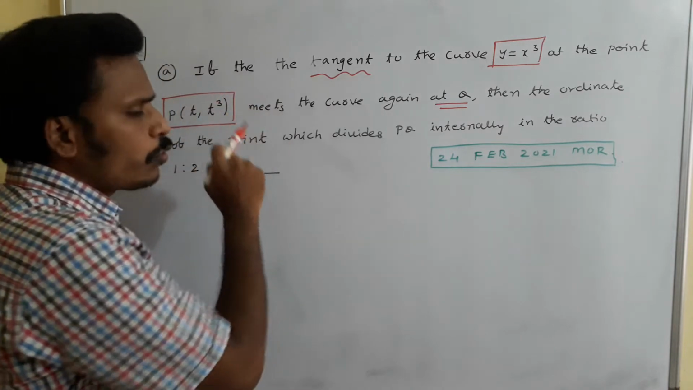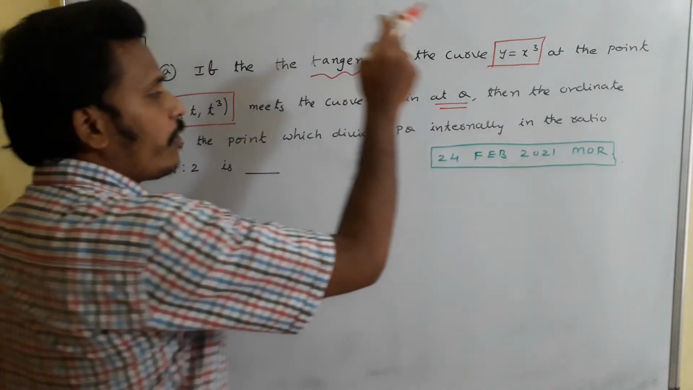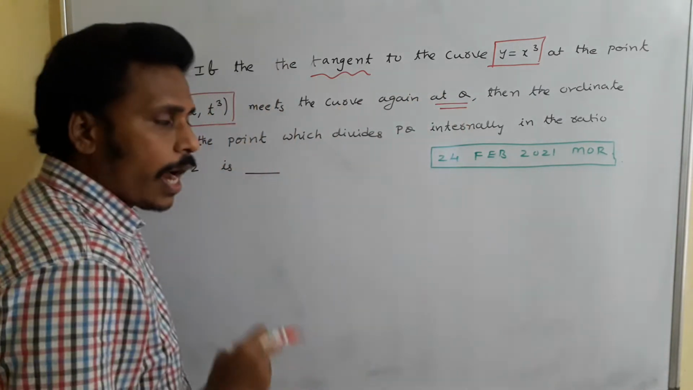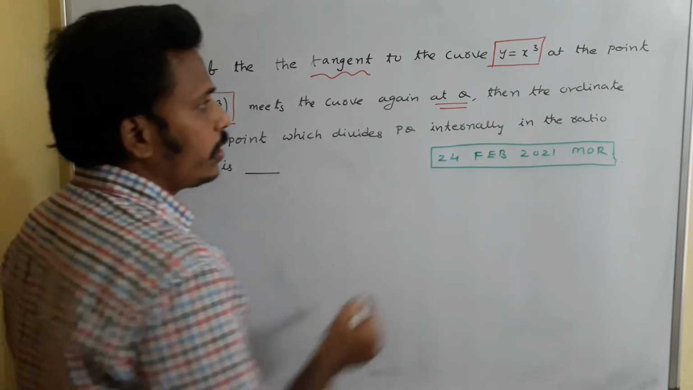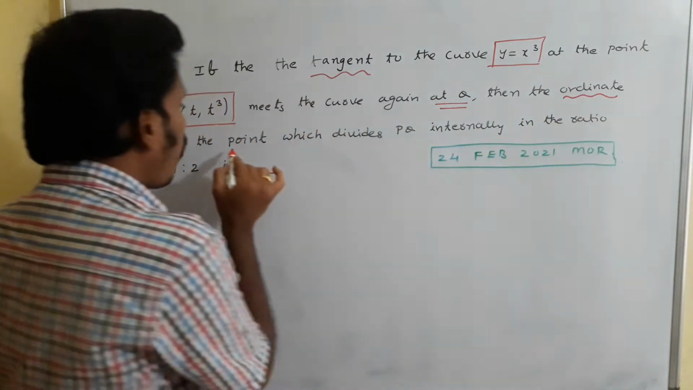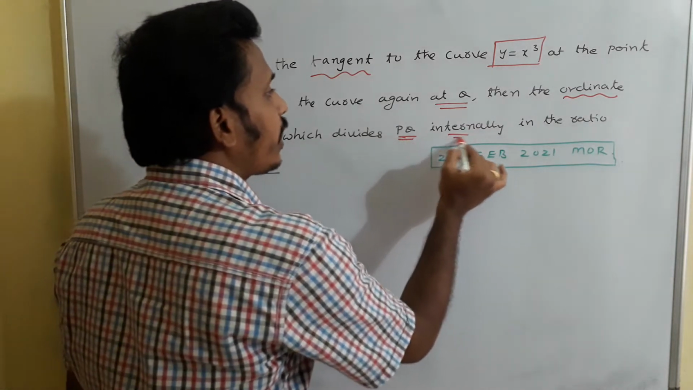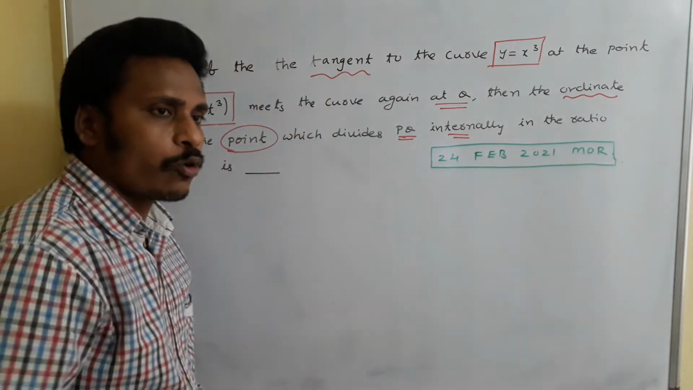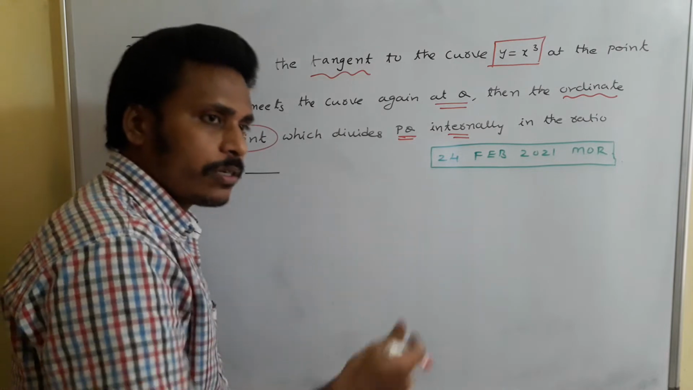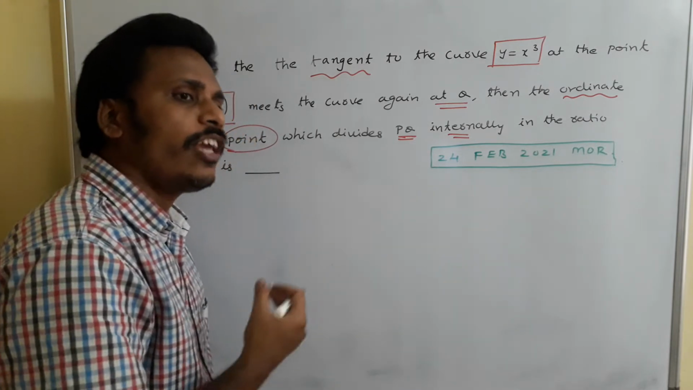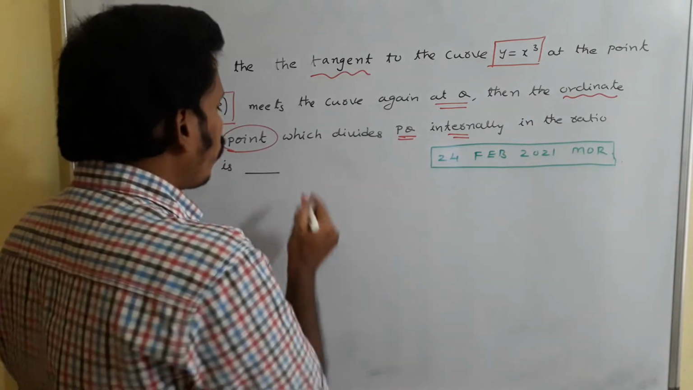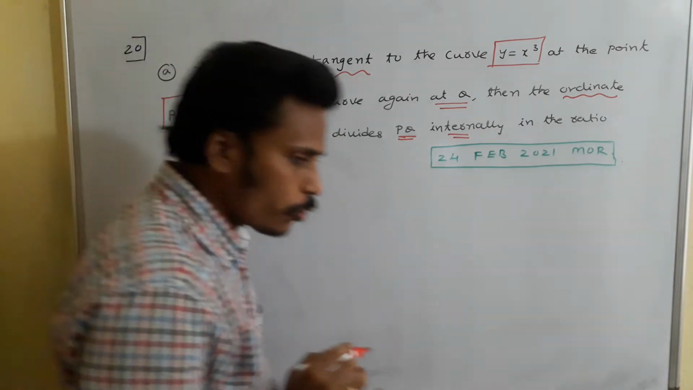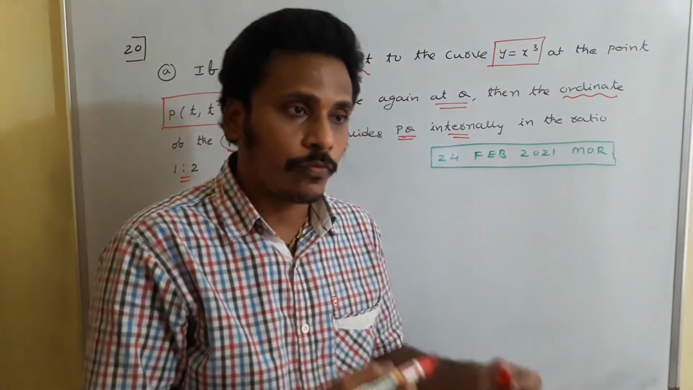So if you sketch a tangent for this curve at this point, that tangent again meets the curve at Q, and at the end our answer we need to find out the ordinate of the point which divides PQ internally in the ratio 1:2. This is an objective type single correct answer type question in the mains paper, and we have 4 options. All those 4 options are again in terms of t only. It's not a numerical value, right? So we need to find out the ordinate of that point which divides PQ internally in the ratio 1:2, and if you simplify you will get your answer in terms of t, right?